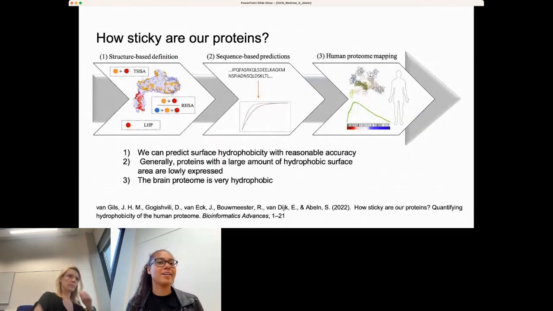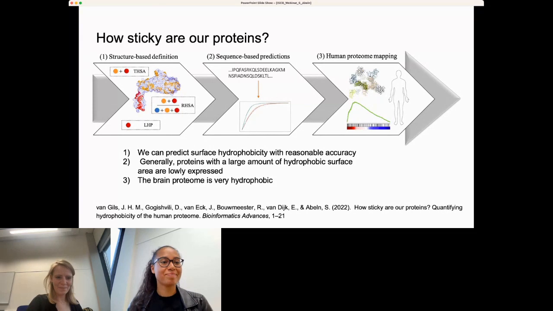Yeah, so in summary, we can actually predict this hydrophobicity with reasonable accuracy. The proteins with a large amount of hydrophobic surface area are lowly expressed, probably to prevent protein aggregation, which could lead to disease. And the brain proteome is very hydrophobic in general. And so we can use this combination of different methods, different tools to really gain insight into what goes on mechanistically, which I think is really cool. So I think with that, I give the floor back to Sanne.